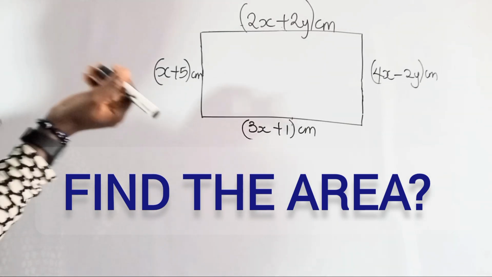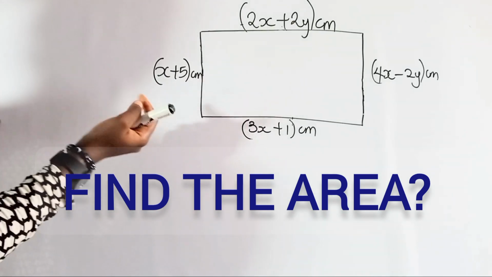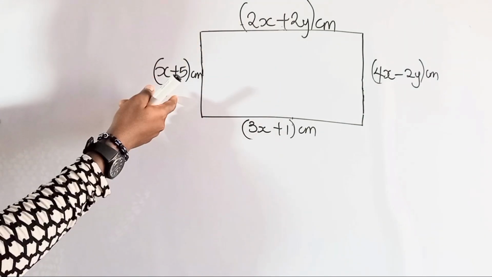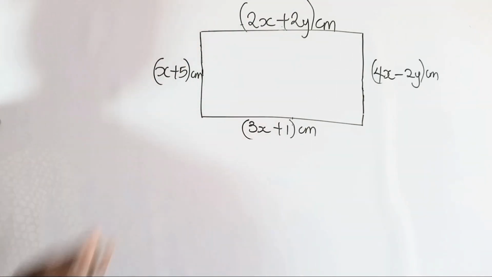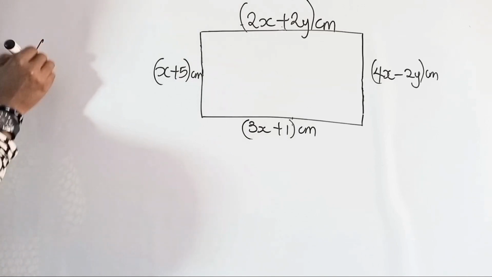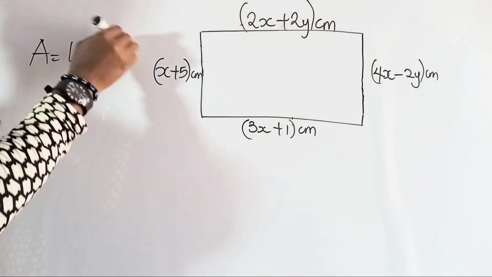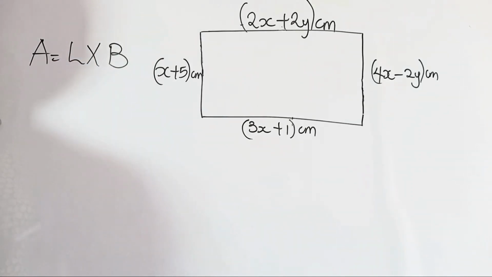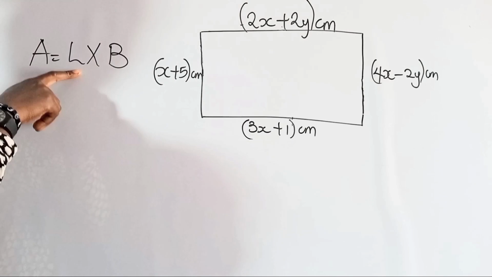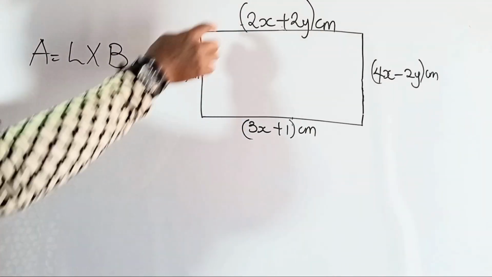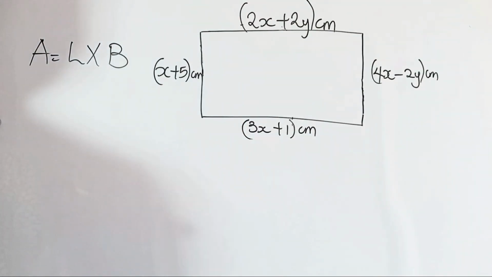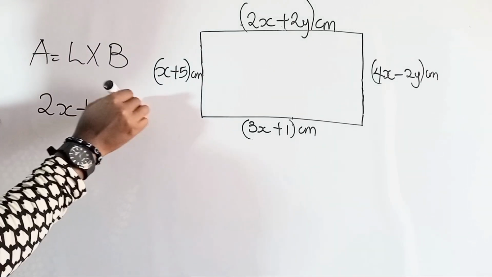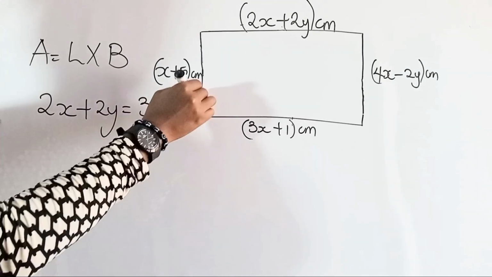If you notice in this question, we have the length and the breadth measurements given, but they are of different values. So what do we do in this case, if the area of a rectangle is length times breadth, where the lengths are equal and the breadths are equal? The first thing I'm going to do here is to apply this property of the rectangle, which says the lengths are equal, by equating these two values. So if we equate the values, we have 2x plus 2y equals 3x plus 1.